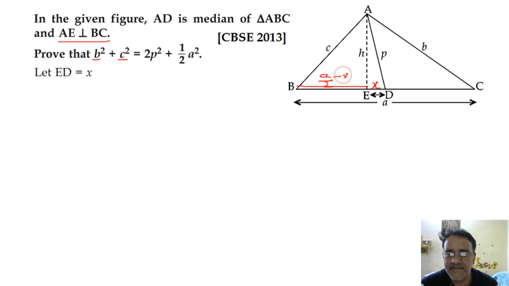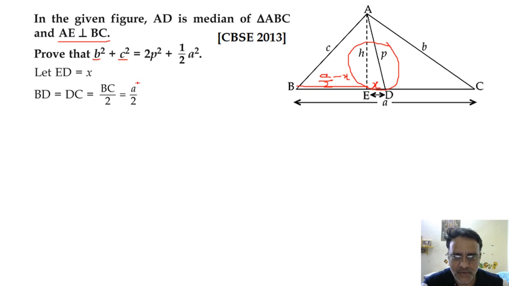Okay? And similarly, what is the relation between these three if you apply Pythagoras theorem? P square is equal to H square plus X square. So let us take one by one first. BD is equal to DC is equal to BC by 2, that is equal to A by 2, because AD is the median, it is given.